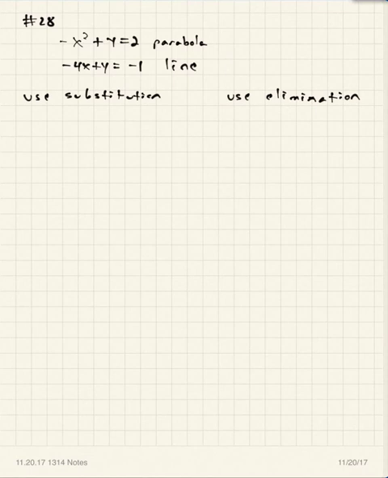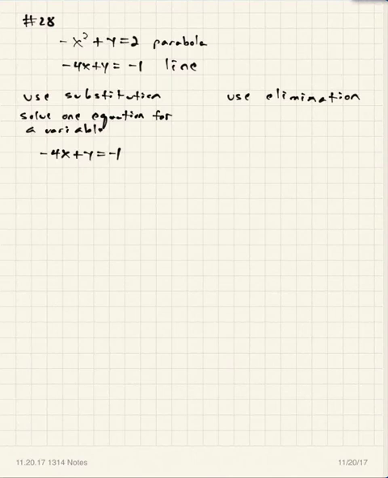Now with substitution, I solve one equation for either variable, right? So you solve one equation for a variable. And so this would be easy enough to take the second equation, so that would be negative 4x plus y equals negative 1, and solve for y. So solve for y right here. Remember, that just means getting y by itself. And so you get y equals, just add 4x, and you get y equals 4x minus 1.